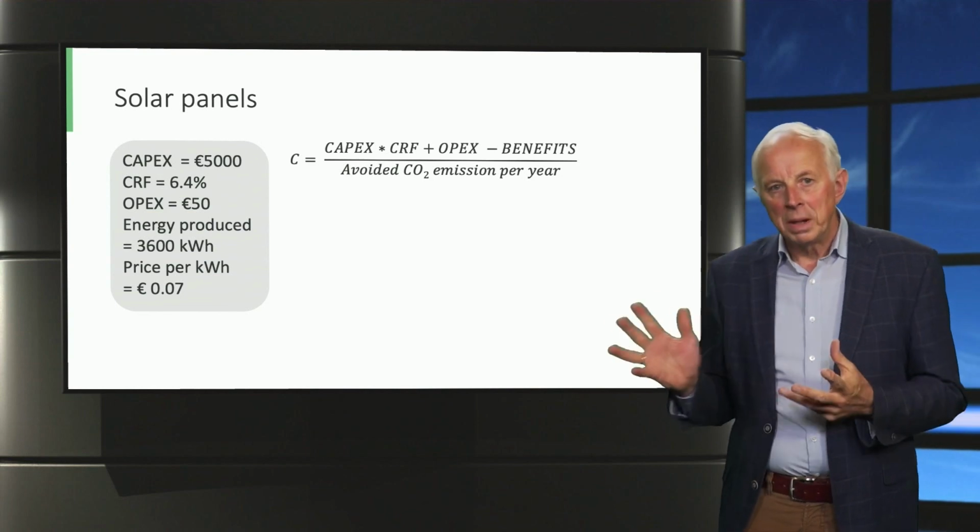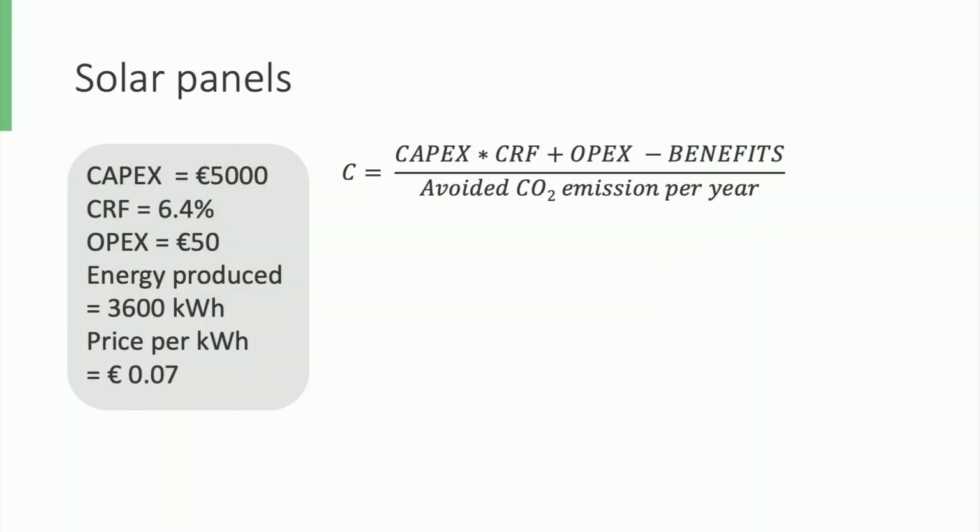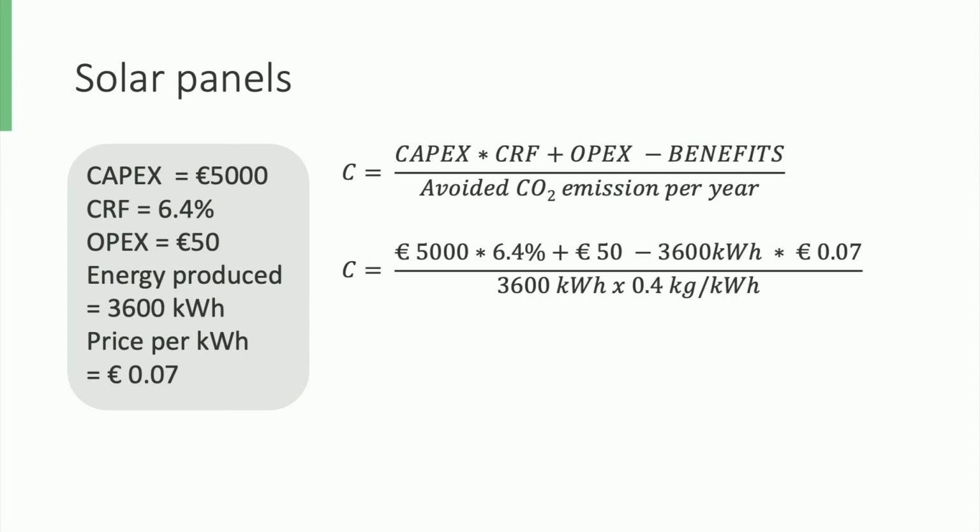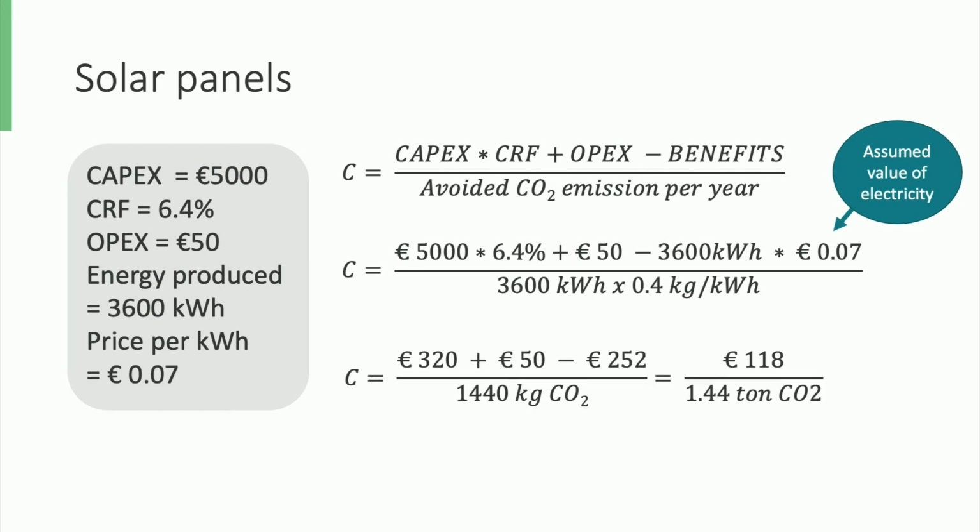Let's go back to the solar panels example from the previous video. We fill in the formula from the previous slide with the value from the solar energy system example, listed in the grey box. 5,000 euros times a capital recovery factor of 6.4% plus 50 euros for operation and maintenance minus the benefits of 3,600 kilowatt hours times 7 cents per kilowatt hour, which is the value of electricity in the system. Note that we do not use the retail price here, but the cost that otherwise would have been made to produce the electricity. So now we have all the annual costs elements in the denominator.